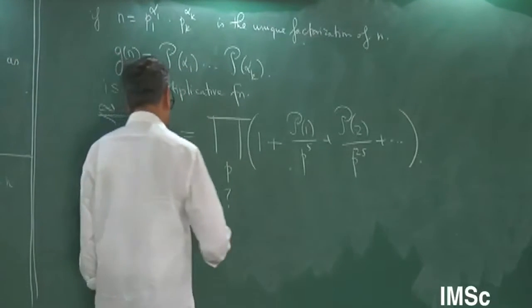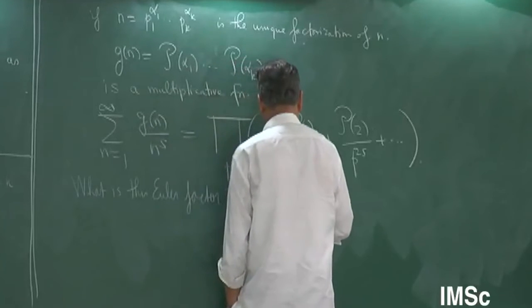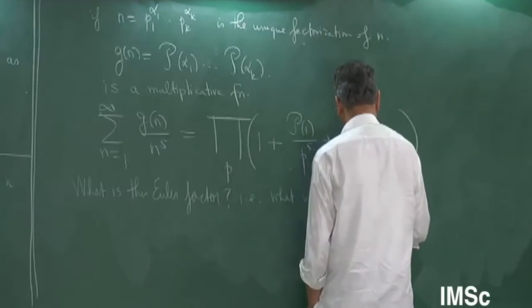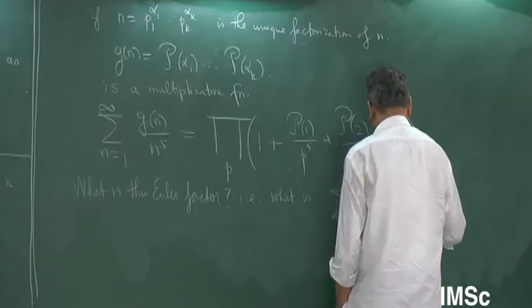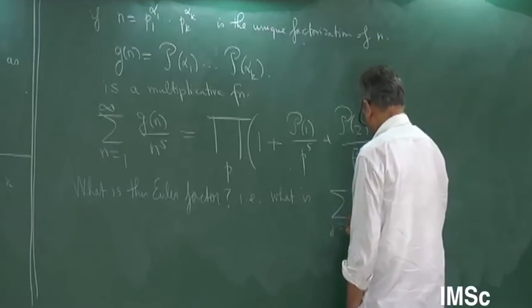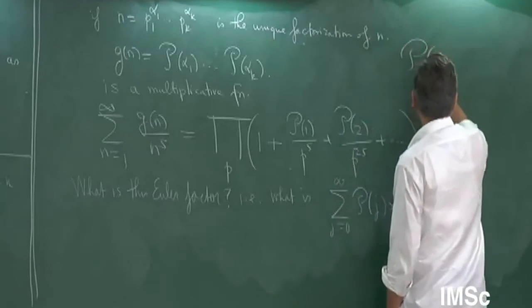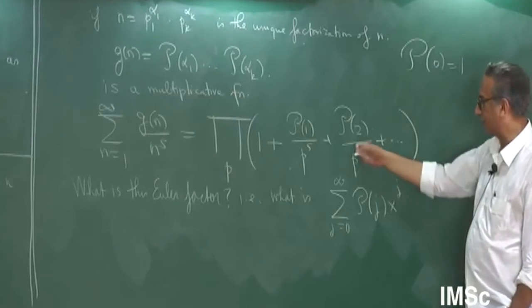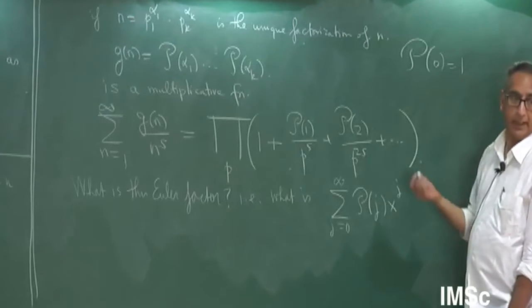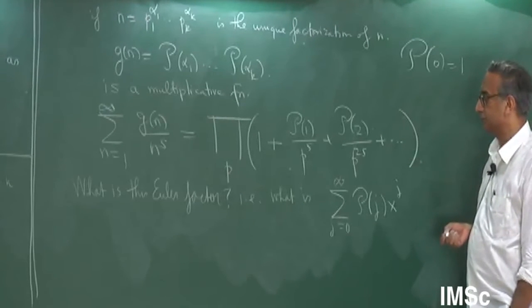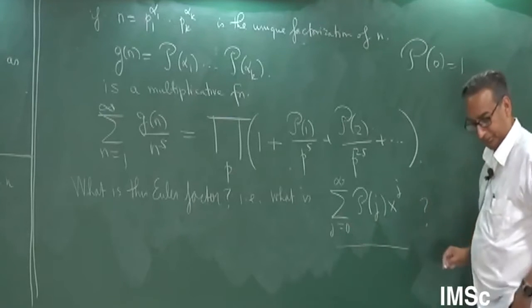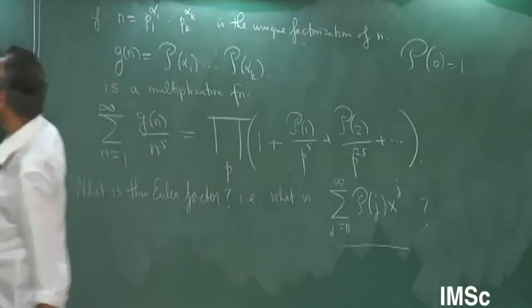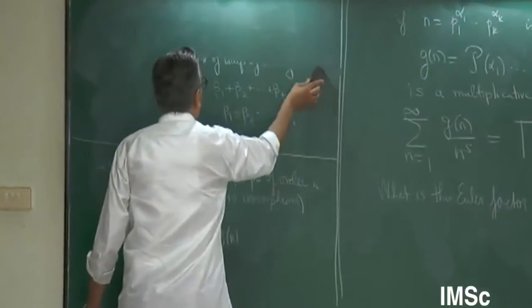In other words, what is the sum of P of alpha times x to the alpha? Well, we'll just say P of 0 is 1. So what is this power series? Because this is just a power series with x equal to 1 over p to the s. Well, this question was answered by Euler way back when. Okay, so we'll look at that. It's a generating function for the partition function.